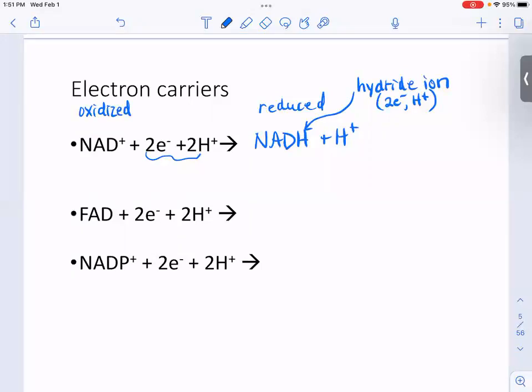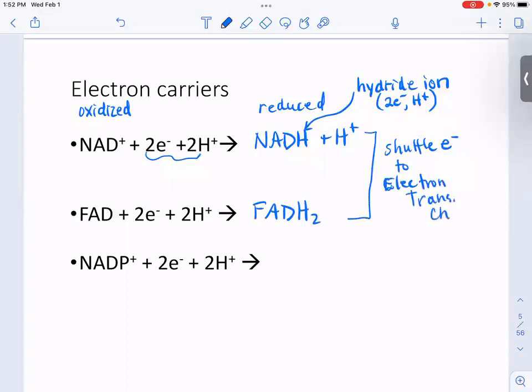FAD can actually hold 2 protons. So when it's reduced, it's FADH2. Both of these electron carriers are going to shuttle those electrons to the electron transport chain. That's the last step of aerobic or anaerobic respiration, so we'll talk much more about that.